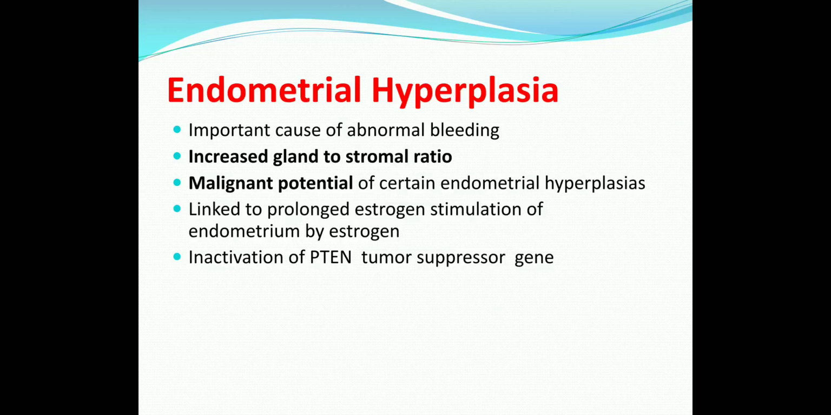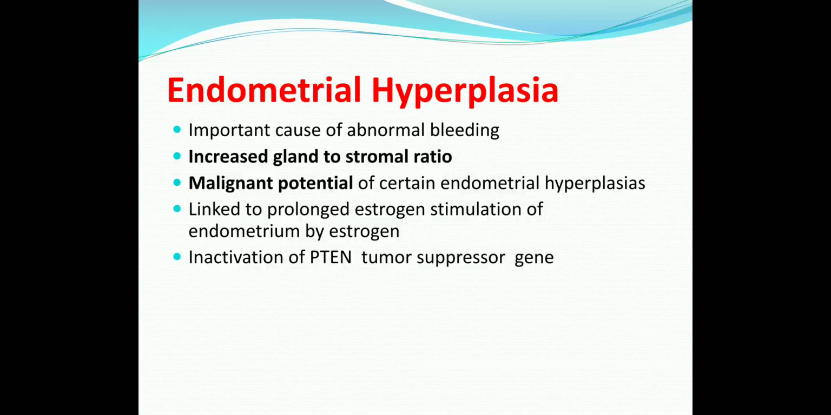neoplastic part. In the neoplastic part, among the pre-neoplastic lesions of the endometrium, the first important one is endometrial hyperplasia, and that is the most important one you have to remember. It is an important cause of abnormal uterine bleeding. Hyperplasia, from the term itself, you know that the glands, the cells will be increased in number. There are two components in the endometrium: a gland and a stroma. Here only the gland component will be hyperplastic, so there will be an increased gland to stroma ratio.